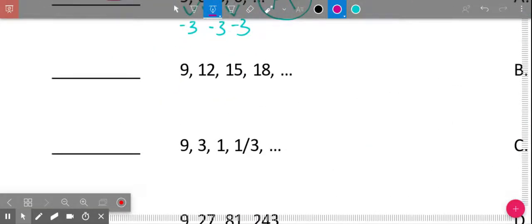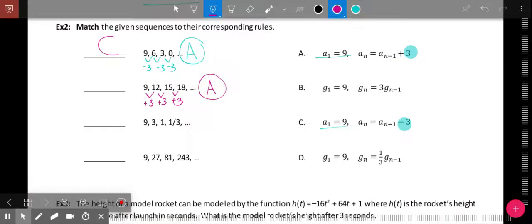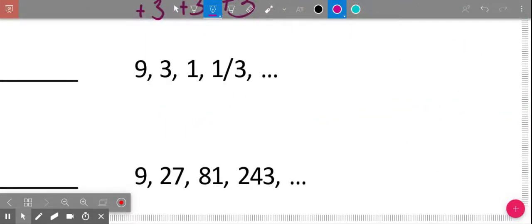On the next problem, this one we're adding 3, adding 3, adding 3. Since we're adding each time, we also know that it has to be arithmetic. Okay, so the only other one that's arithmetic is A. Well, that clears things up a little bit because we know the next two have to be geometric. So to go from 9 to 3, we're multiplying by 1/3. Remember, we don't say divide by 3. We're multiplying by 1/3.